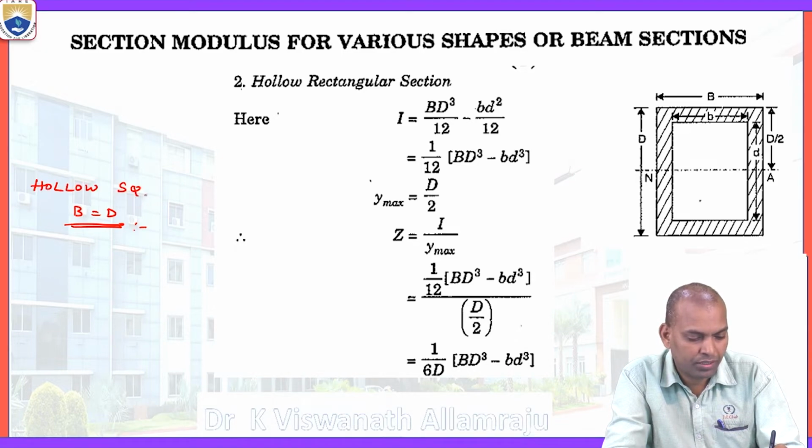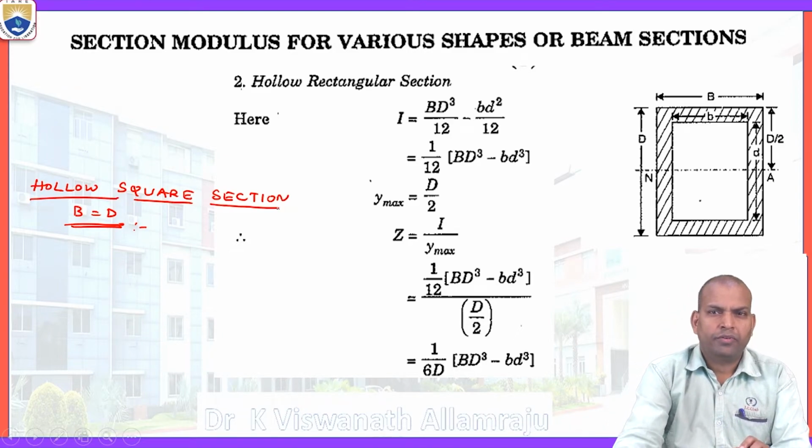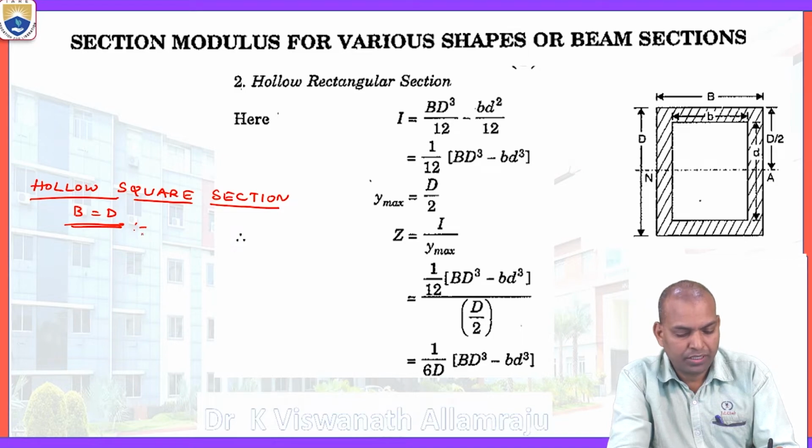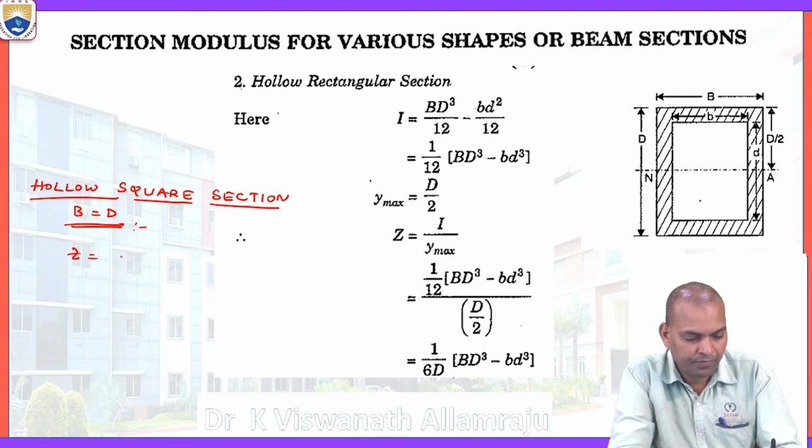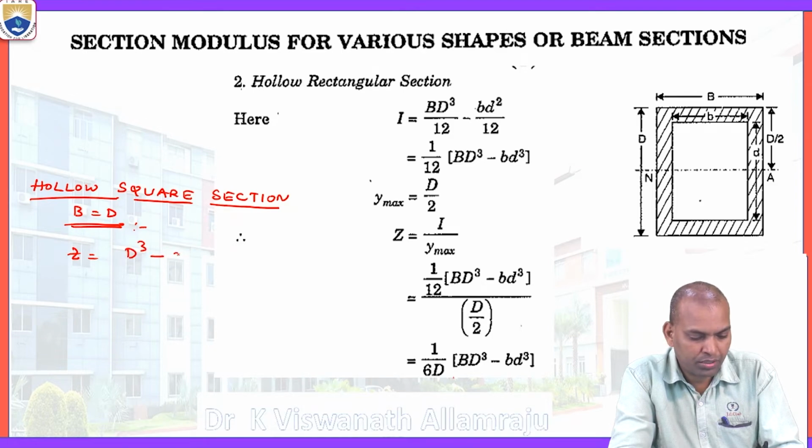Hollow square section. For a hollow square section, B equal to D, then it becomes Z equal to, substituting B equal to D, that is D cube, capital D cube minus small d cube by 6D.